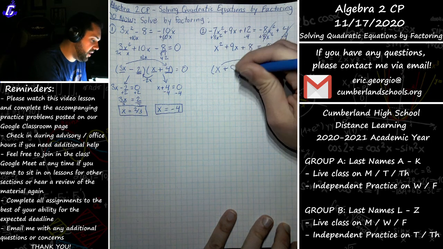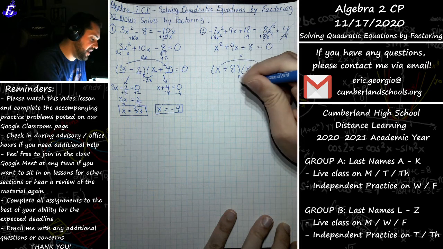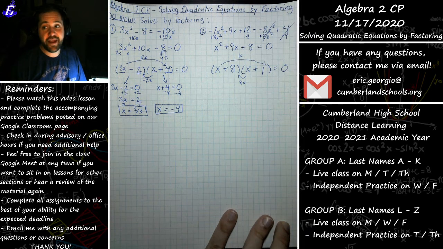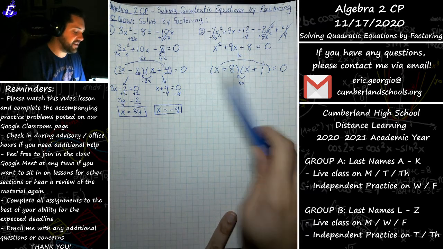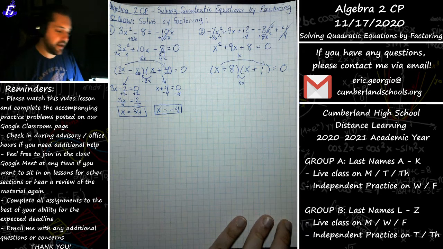I'm going to use 8 and 1. Because notice this would be 1x, this would be 8x. Together that makes 9x. Since x and x are both the same, you could choose to put the 1 first and the 8 second as well. That's totally fine. All right.